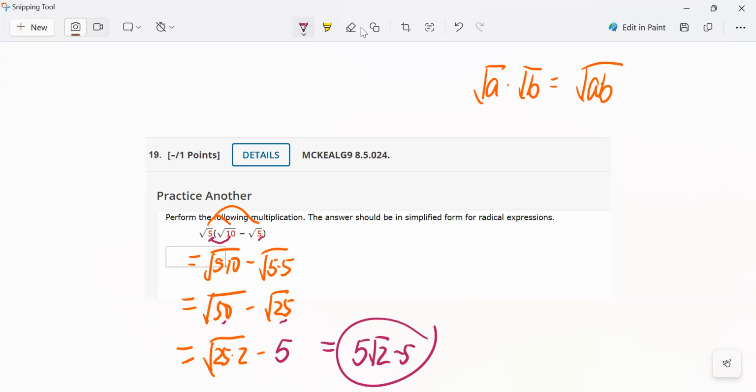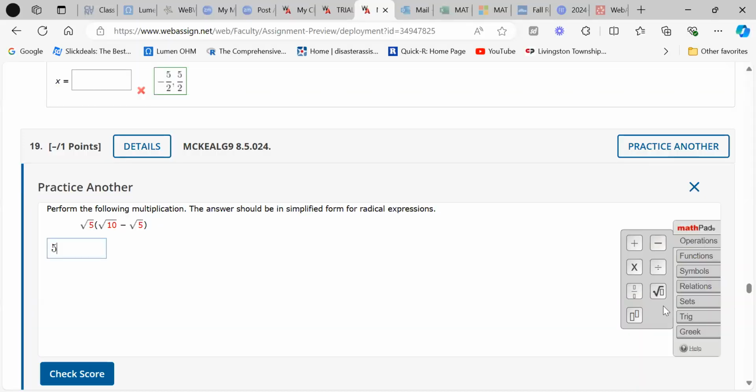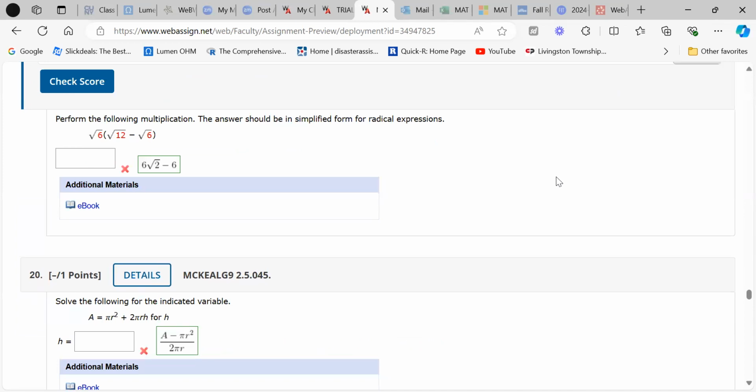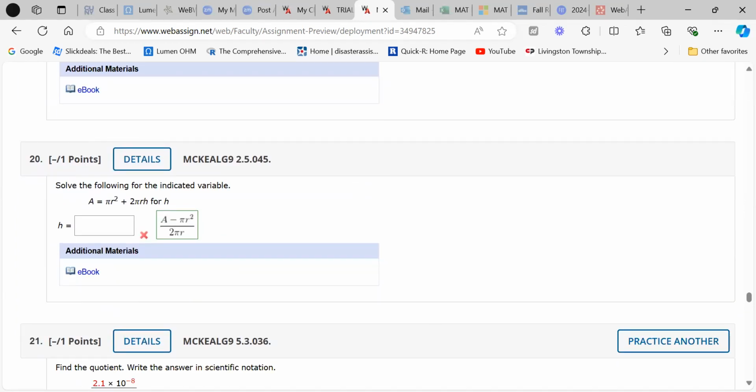Okay, very good. Once we multiply, then we simplify afterwards. We need to simplify as much as possible, right? In simplified form. So that's the answer: 5 radical 2 minus 5. We get a square root on the side. There's a panel here, and you can use some of the symbols there, also the square root, fraction, exponent. You can get it from here. So this is question 19, right? Question 20.